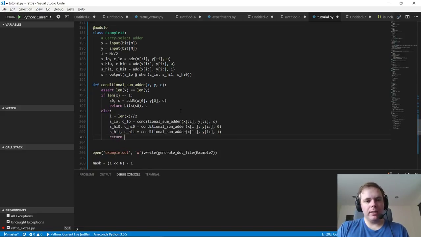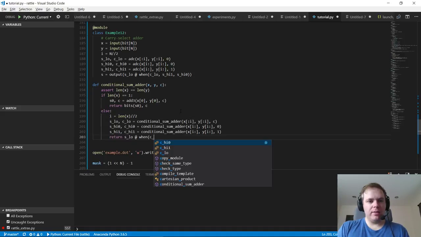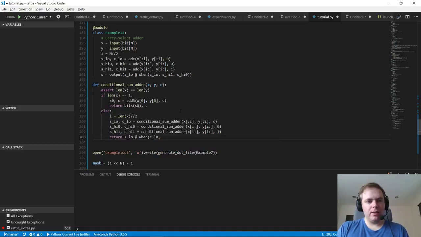And then, again, we always have to return the result. So we're going to concatenate S low to the mux between C low and S high 1 and S high 0. And for the final output, we also have to mux, because we don't know whether it's one or the other. Here we didn't have to do that because we weren't outputting the carry, but here we need to propagate it because we're using it recursively. So I think that's it.